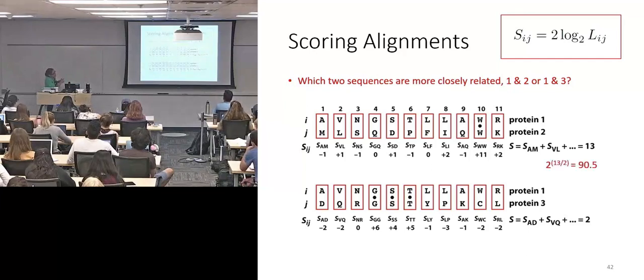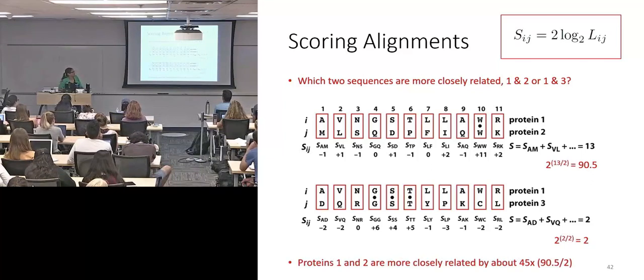2 raised to 13 over 2 is about 90.5. Okay? Like I said, I can't prove the math. You just got to use logs in this class. Okay? So here we have a likelihood ratio of 2. Proteins 1 and 2 are more closely related by about 45 times. Okay? The likelihood of this substitution here has a ratio of about 90.5.